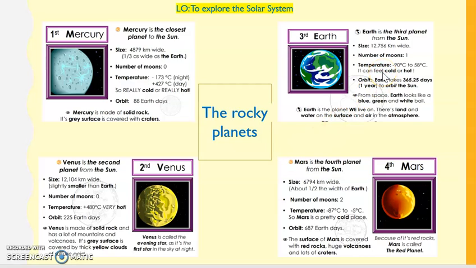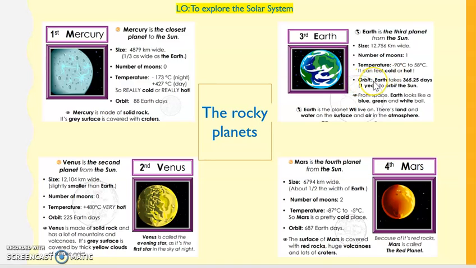The third planet from the sun is the Earth. The Earth is the planet we all live on. There is land and water on the surface of the Earth and air in the atmosphere. The size of the Earth is about 12,756 kilometers wide. The Earth has got one moon, and the temperature is between minus 90 degrees centigrade to 58 degrees Celsius. So Celsius or centigrade is the same thing.